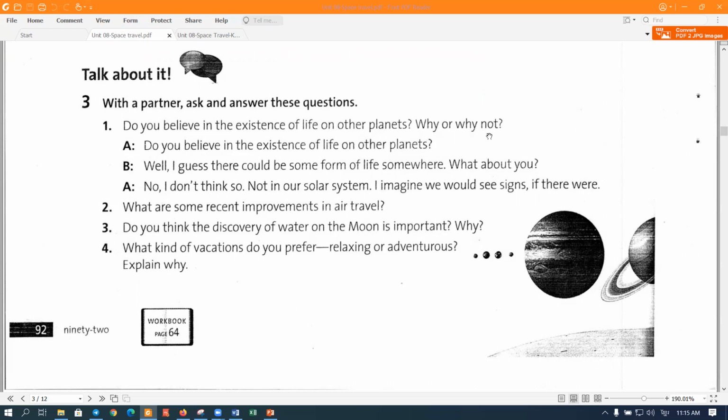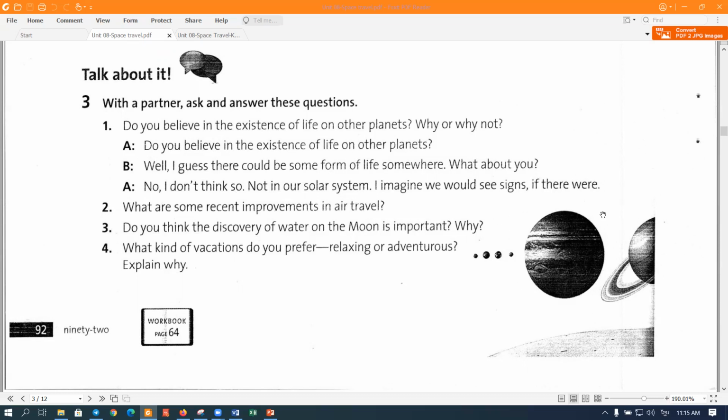life on other planets, why or why not? A: Do you believe that the existence of life on other planets? And then your partner, Marcus, B, will answer or may answer like this: Well, I guess there could be some form of life somewhere. What about you? No, I don't think so, not in our solar system. I imagine we would see signs if there were.